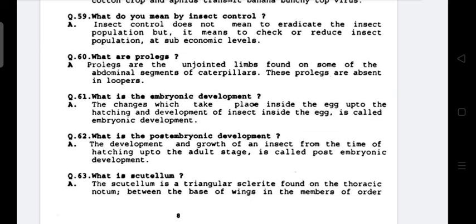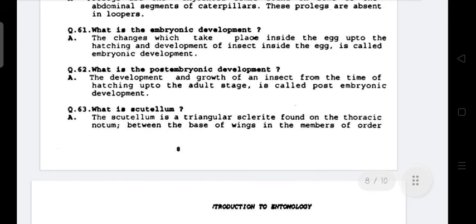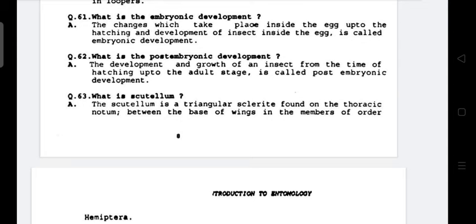What is the embryonic development? The changes which take place inside the egg up to the hatching, and development of the insect inside the egg, is called embryonic development. And beyond the embryonic development would be post-embryonic development. The development and growth of an insect from the time of hatching up to the adult stage is called post-embryonic development.